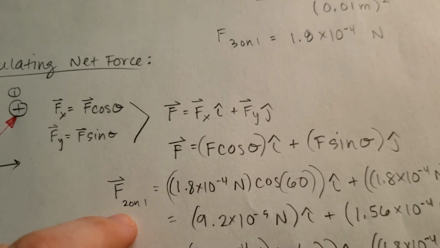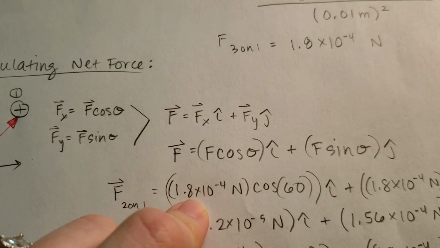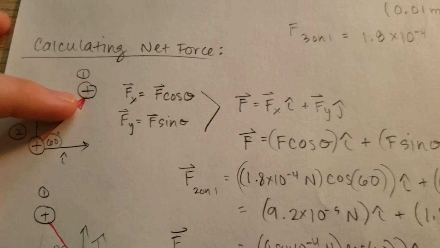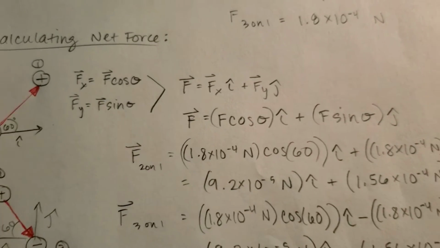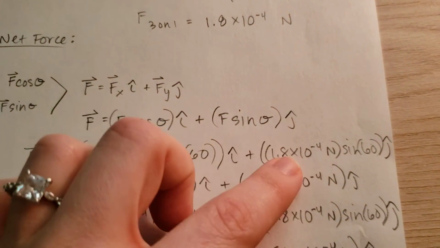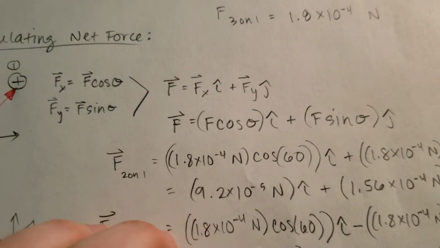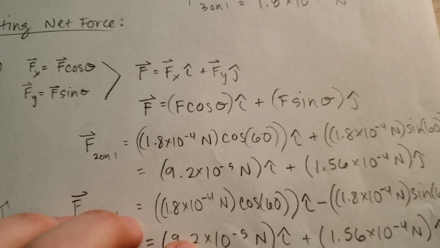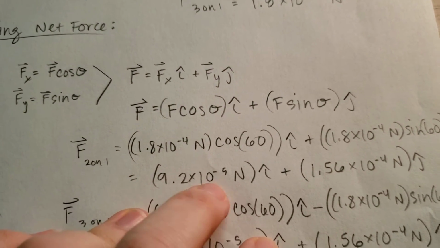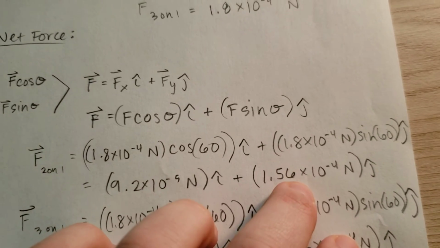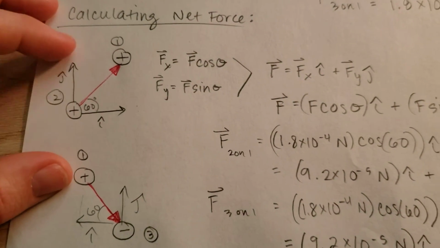So we take that first force of 2 on 1. We know the force is equal to our 1.8 times 10 to the negative 4, which we calculated, and multiply that by cosine of 60, and that's going to be in the i hat direction. And same thing for the j hat direction using sine. So the magnitude of the vector in the i hat direction for that one is 9.2 times 10 to the negative 5 newtons, and in the j direction it's 1.5 times 10 to the negative 4 newtons.